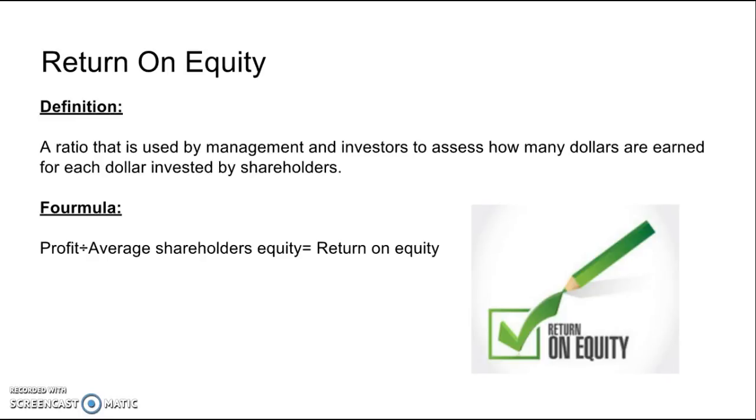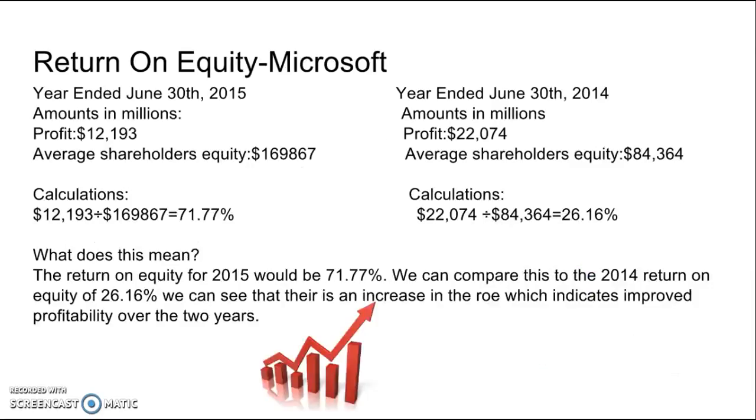If we were to apply the return on equity ratio to Microsoft, the return on equity for 2015 would be 71.77%. We can compare this to the 2014 return on equity of 26.16%, and as we can see, there is an increase in the return on equity, which indicates improved profitability over the 2 years.